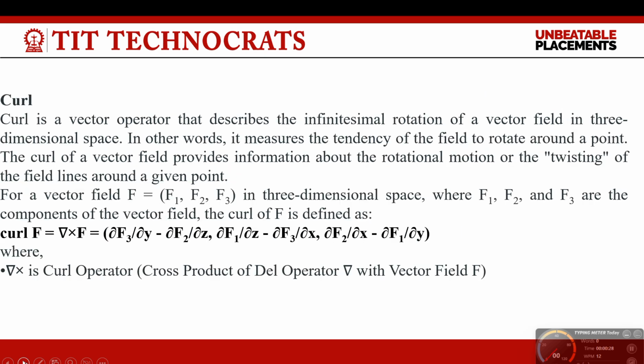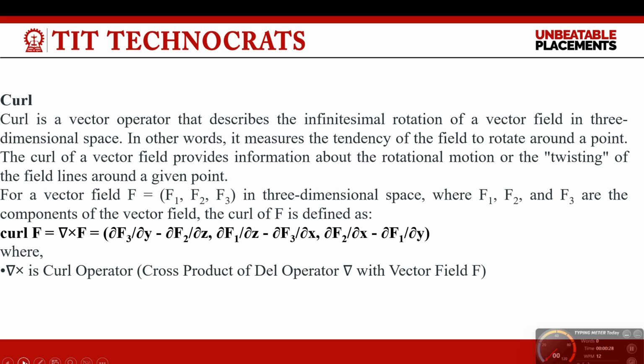Next is curl. It is also a vector operator that describes the infinitesimal rotation of a vector field in 3D space. In other words, it measures the tendency of the field to rotate around a point. The curl of a vector field provides information about the rotational motion or the twisting of the field lines around a given point. Where F is F1, F2, F3 in 3D space, and these are the components of the vector field.